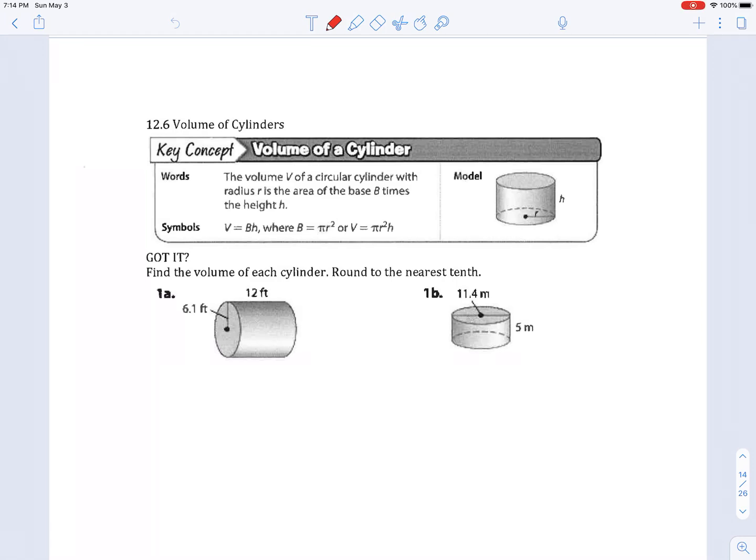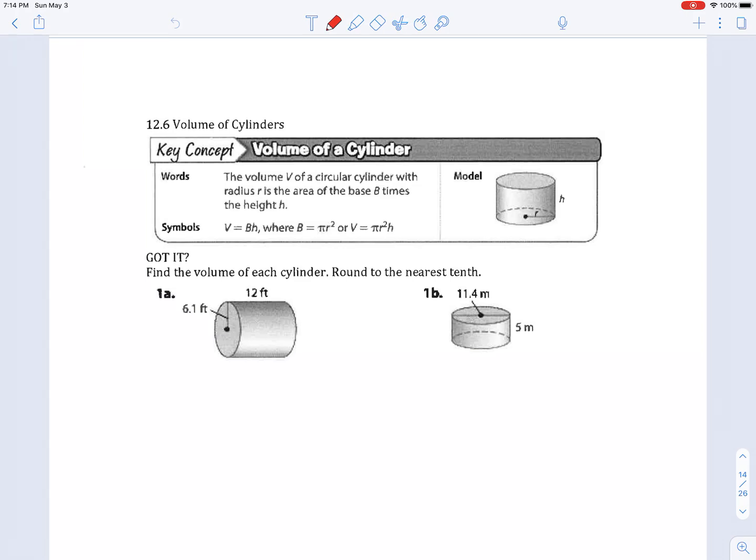This is section 12.6, volume of cylinders. So just to review, a cylinder has two circular bases. That's the difference between a cylinder and a cone. A cone would have one circular base. A cylinder is not a polyhedron because it's not made up of polygons. It has curved surfaces, so it's made up of circles, and circles are not polygons.